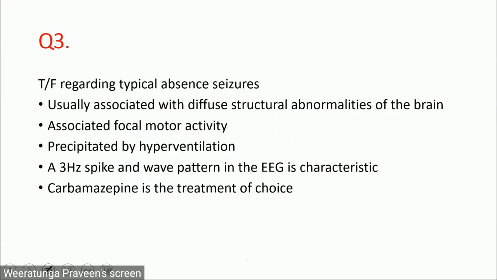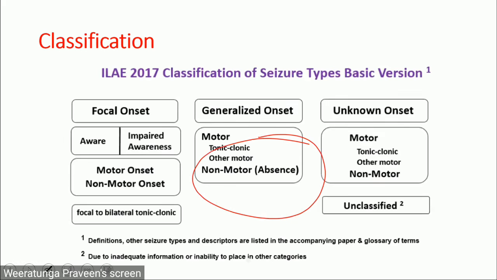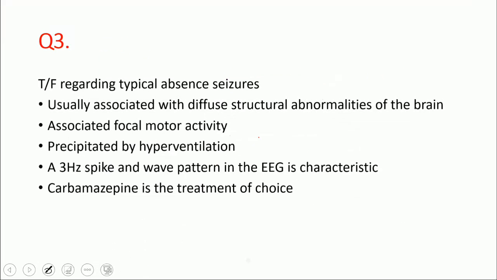Now the next few MCQs are based on some very specific seizure types. The first thing we talk about is absence seizures. Absence seizures, as you can see, are a generalized seizure disorder. Now there are two types of absence seizures. One is the typical type, and there are atypical ones also. We are not going to talk about the atypical ones.